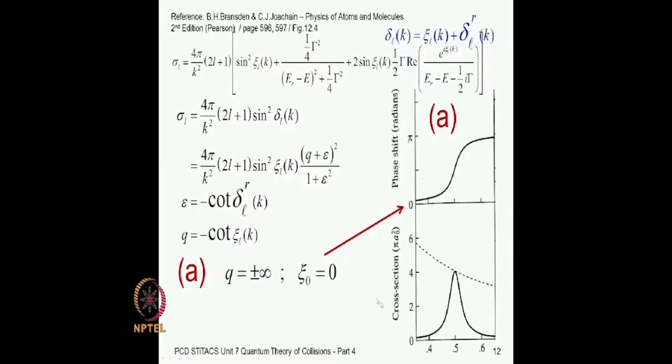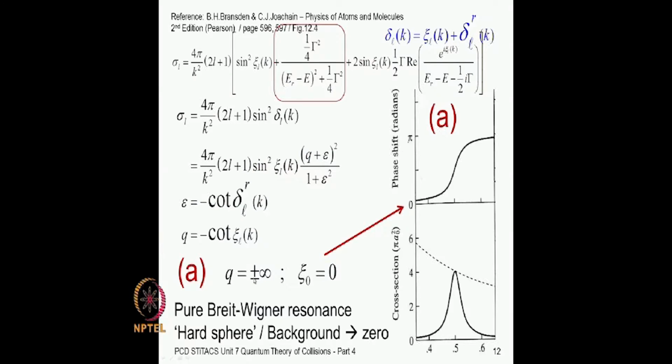You get a cross section, if you put these values q equal to plus infinity or minus infinity in the expression for the scattering cross section, you get essentially the pure Breit-Wigner resonance, which we have discussed at length in our previous unit, in our previous classes. So you get the pure Breit-Wigner resonance in this case when q is either plus infinity or minus infinity. So that can always be a special case, that you have just a pure resonance.